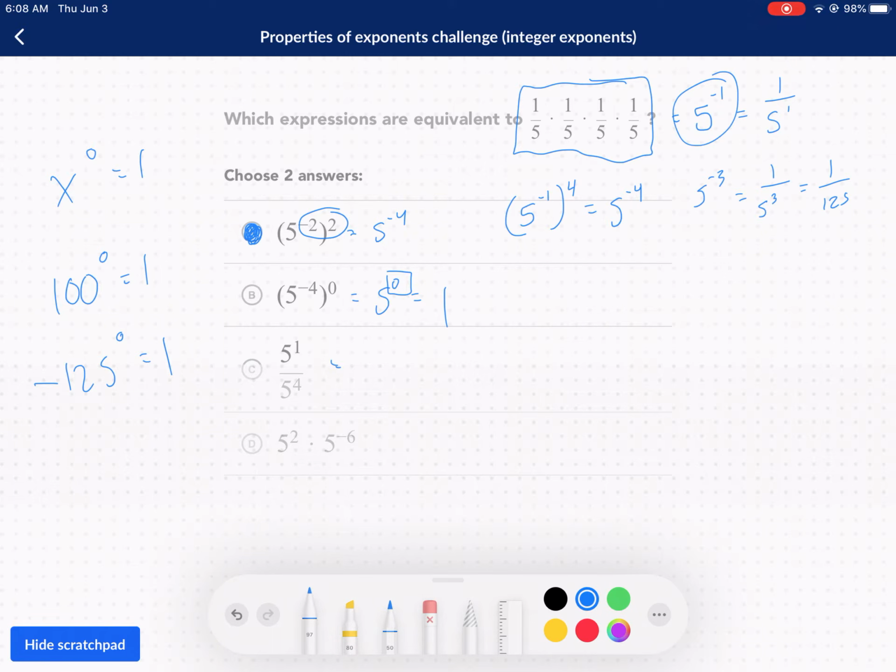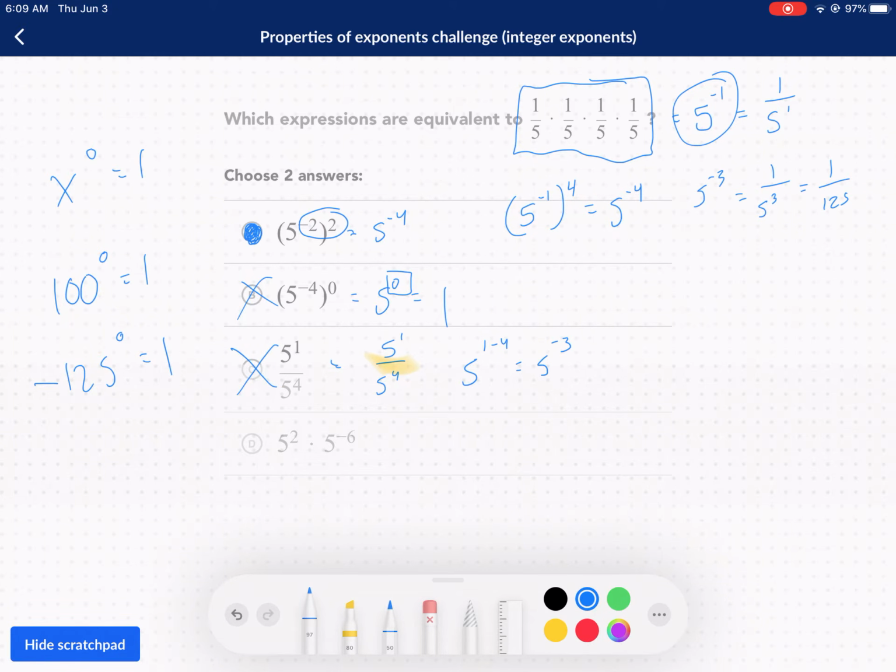Here we have 5 to the first over 5 to the 4th. Okay, this is also a tempting looking one. So we have 5 over 5 to the 4th. If we have division, what we're doing is subtracting exponents. So really this is 5 to the 1 minus 4, 5 to the negative 3, not the same thing.